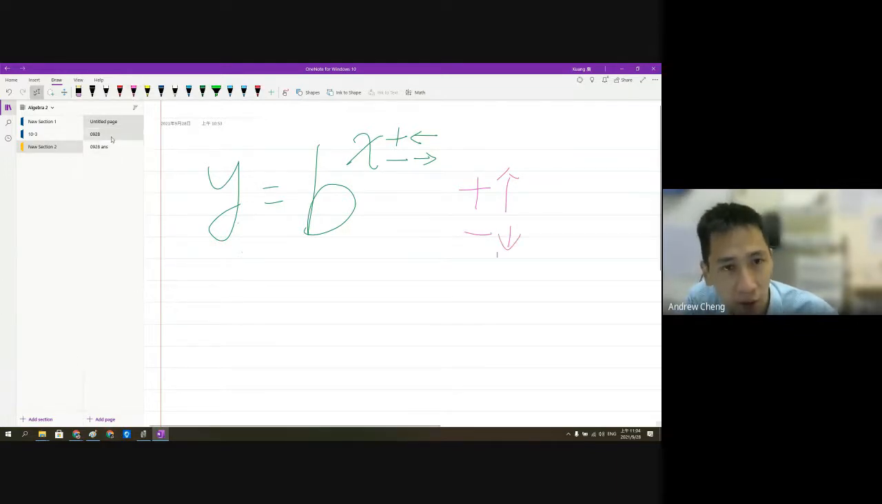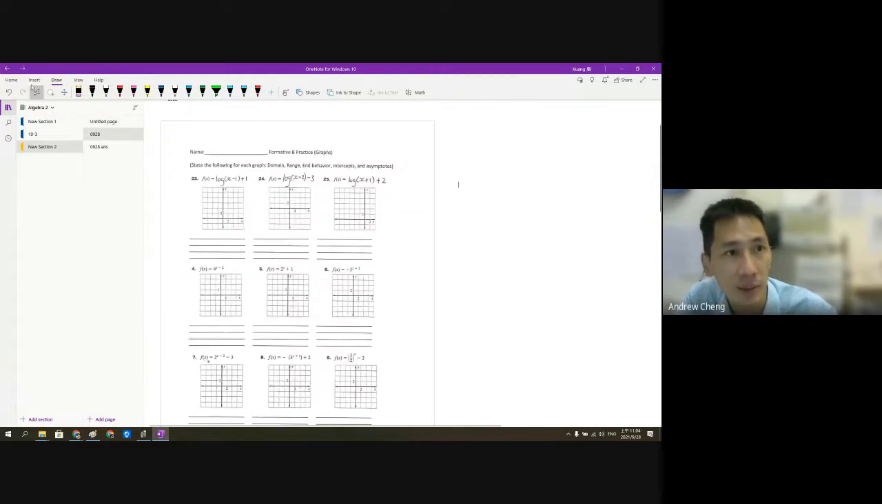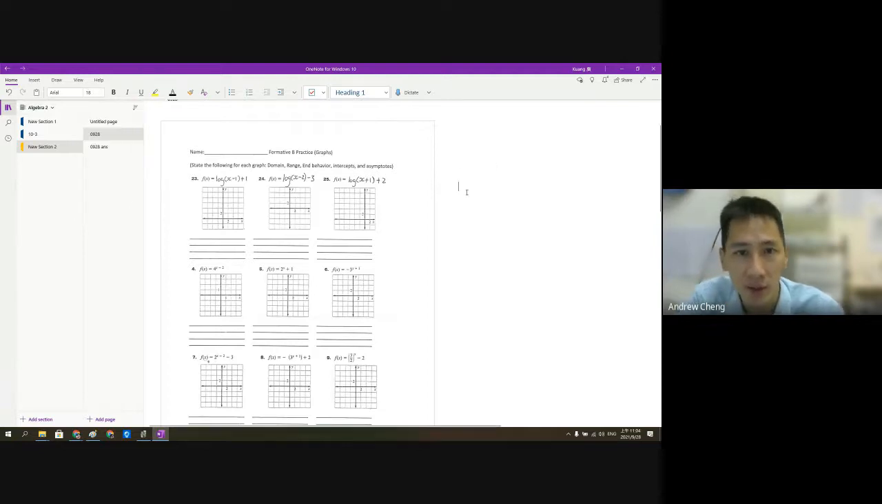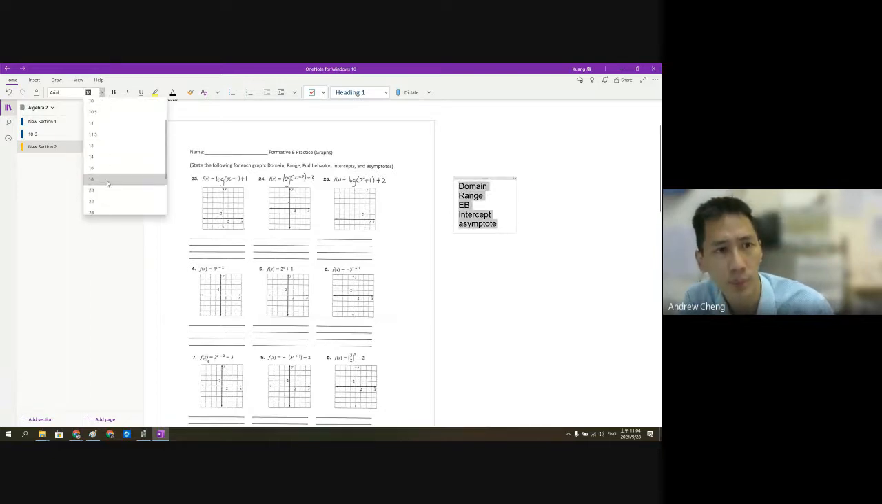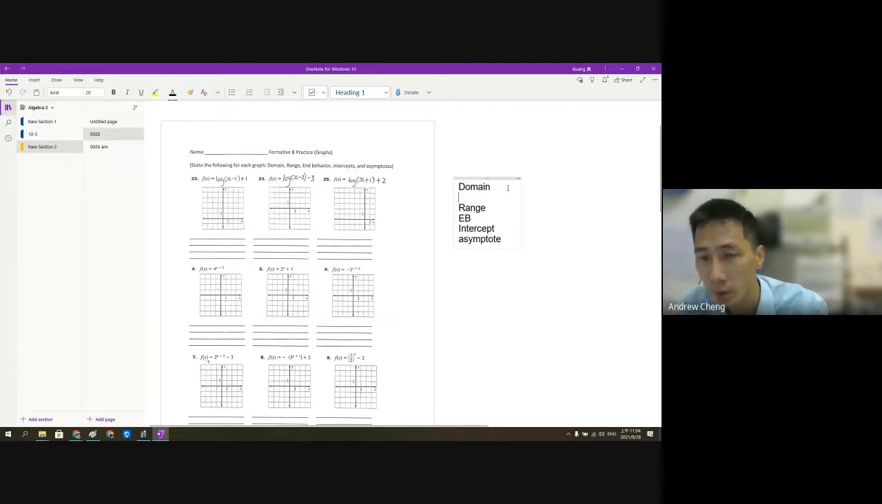So we have to find, let me type it in, the domain, range, end behavior, intercept, and asymptote.